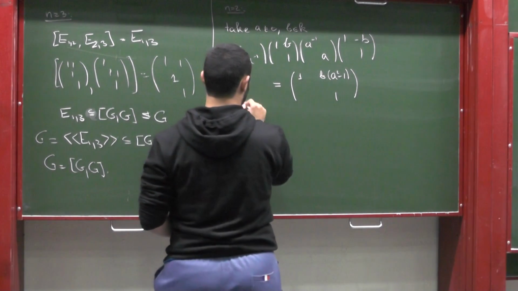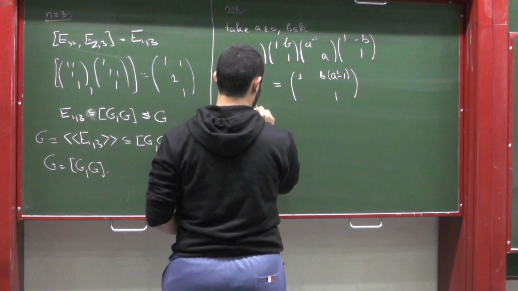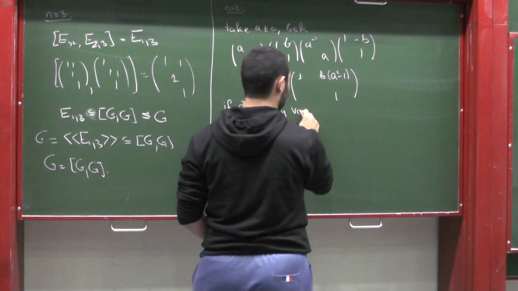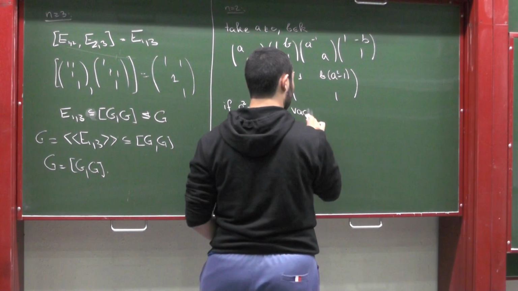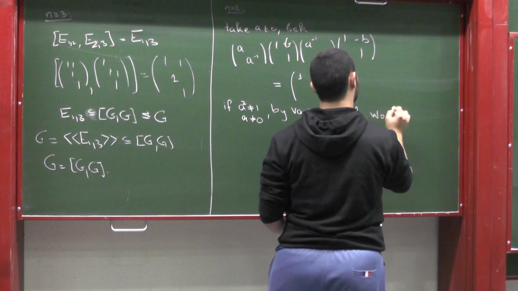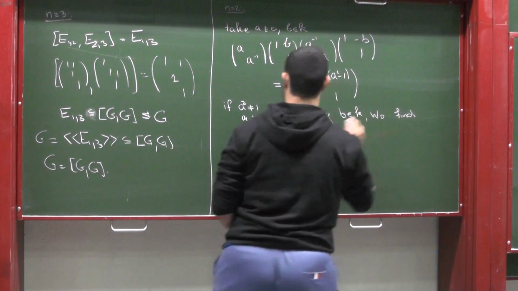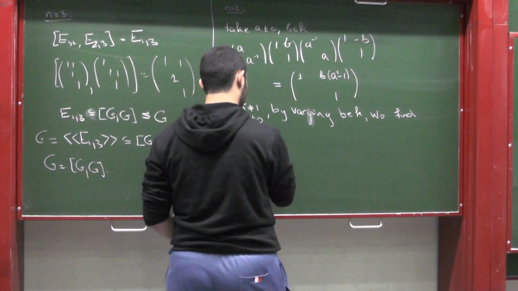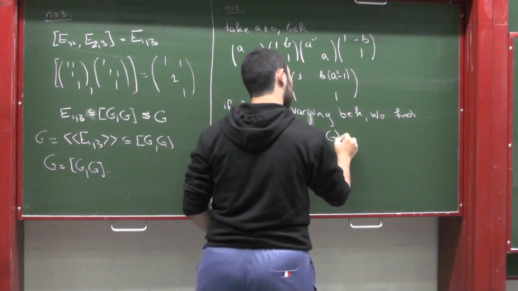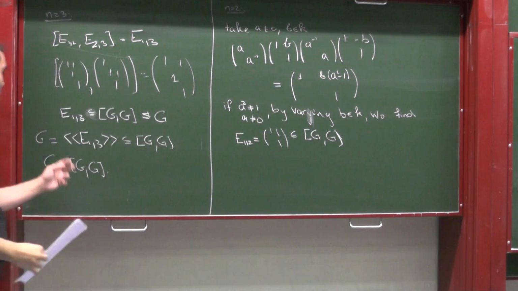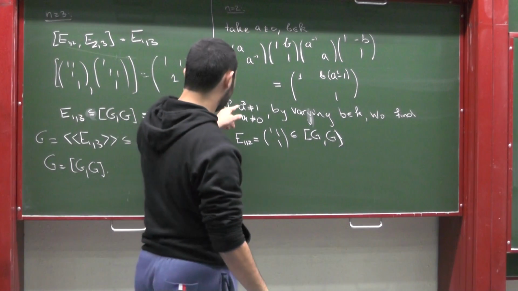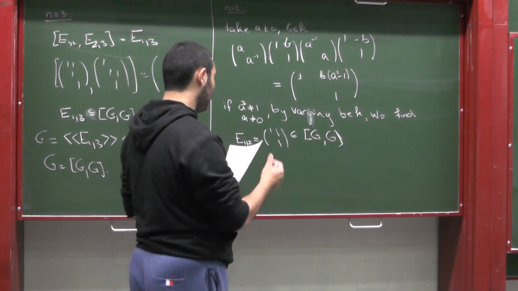If we would have known that A squared is not 1, of course, that A is non-zero, by varying B in K, we find that U12 is inside G. So now the same argument works. Okay? But how can we make such a thing work?